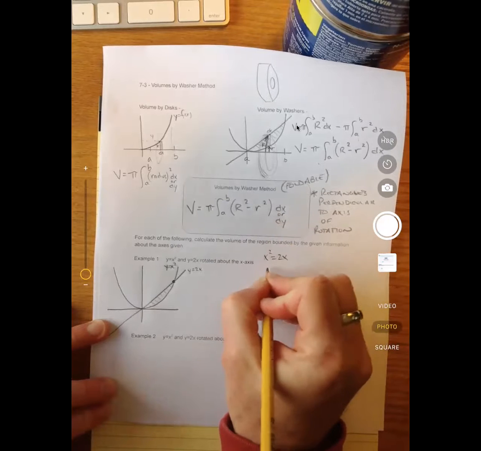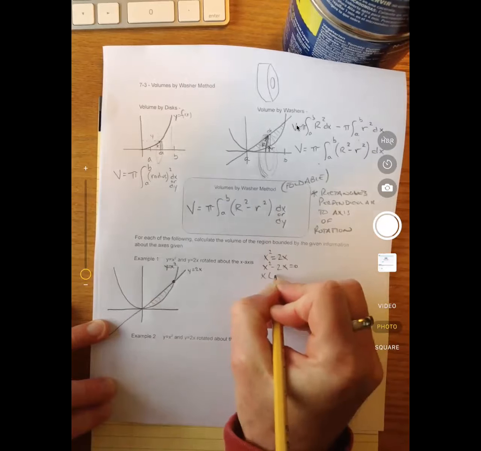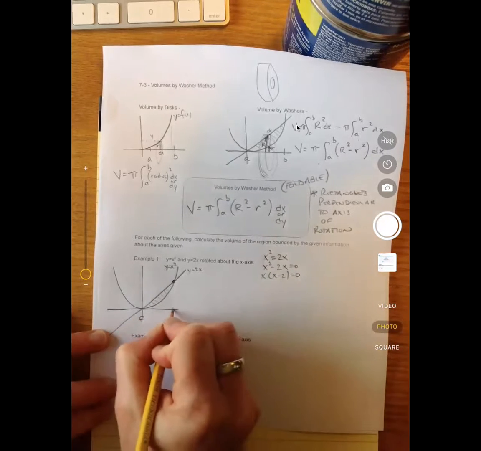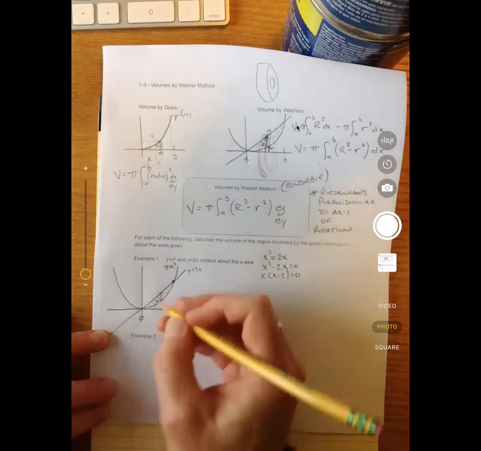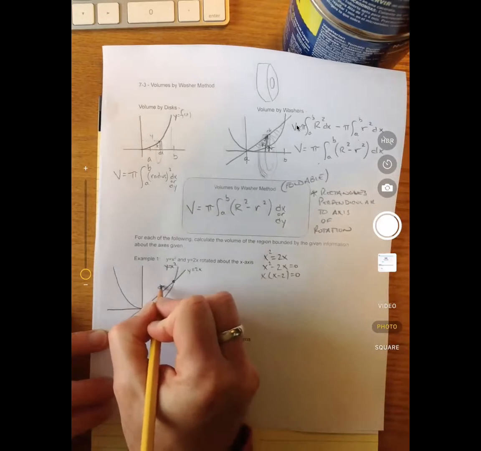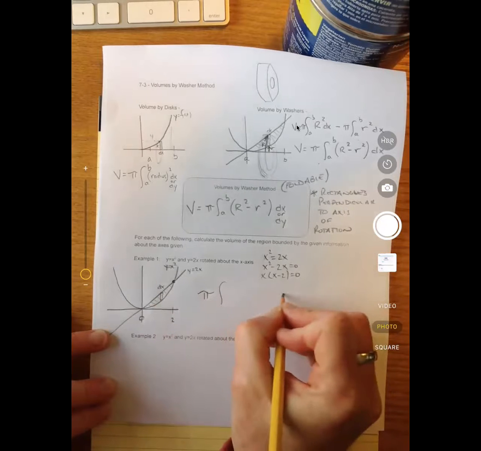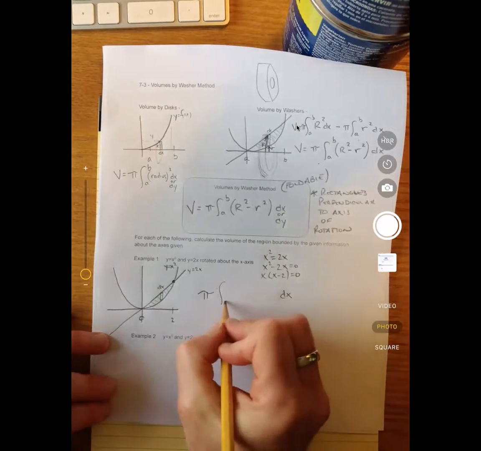Equals 2x, so x squared minus 2x equals 0. Factor out an x. So it looks like I get 0 and 2. And again, I'm going to do my rectangle going perpendicular to the axis of rotation, and this has a width of dx, so I know my integral is going to be in terms of dx. And I know I'm going to be going from 0 to 2.